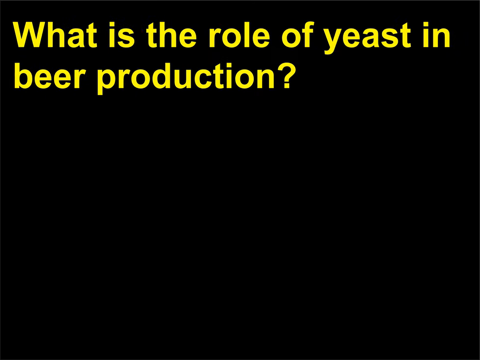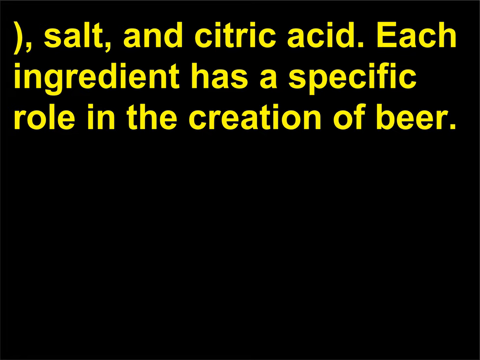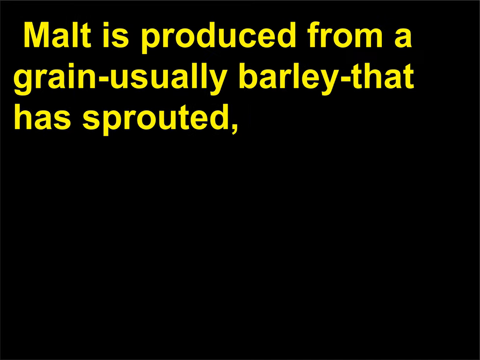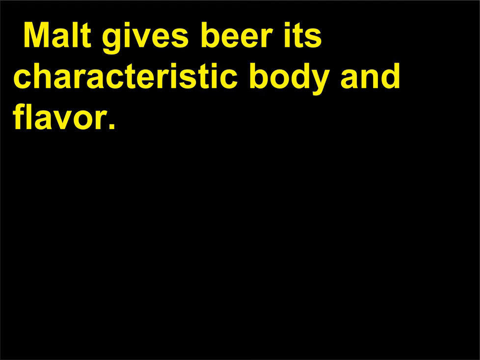What is the role of yeast in beer production? Beer is made by fermenting water, malt, sugar, hops, yeast, species Saccharomyces spp., salt, and citric acid. Each ingredient has a specific role in the creation of beer. Malt is produced from a grain, usually barley, that has sprouted, been dried in a kiln, and ground into a powder. Malt gives beer its characteristic body and flavor.